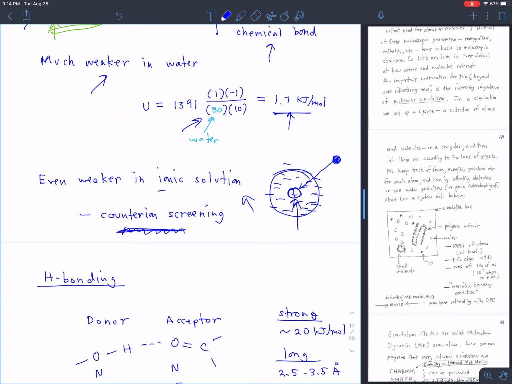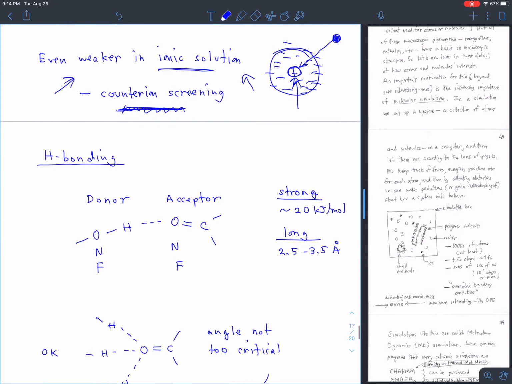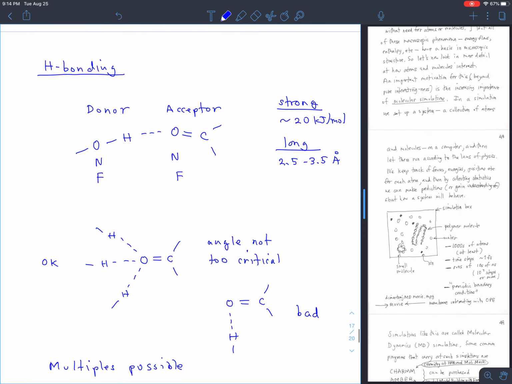And so in ionic solution, electrostatic interactions are largely screened. They're much, much, much weaker. I mean, they're much weaker already just due to the water dielectric constant. They're even much weaker yet because of screening. And so electrostatic interactions are still important for more subtle reasons, but they get largely canceled in an ionic solution, a water ionic solution.